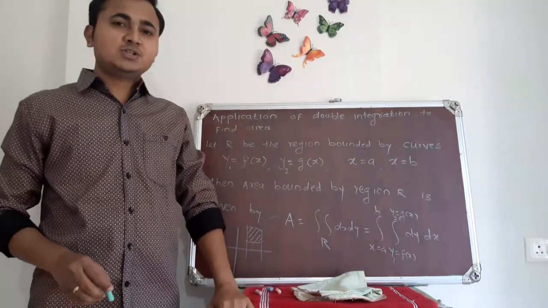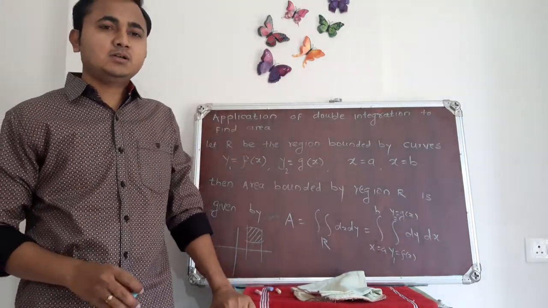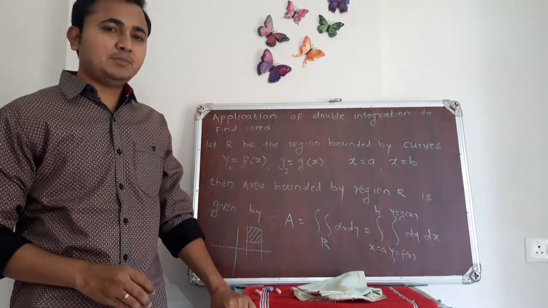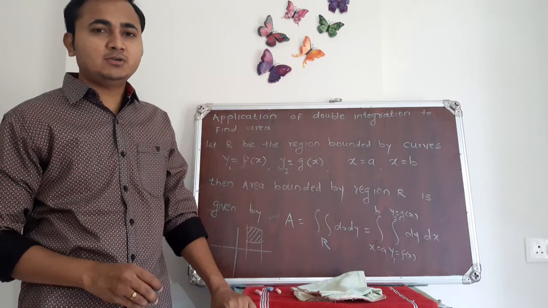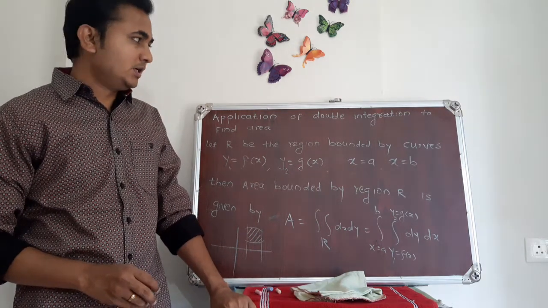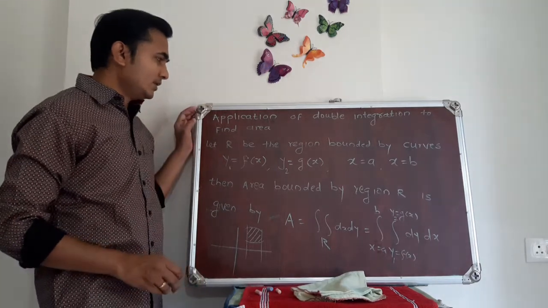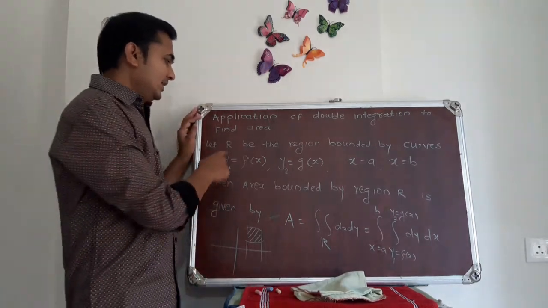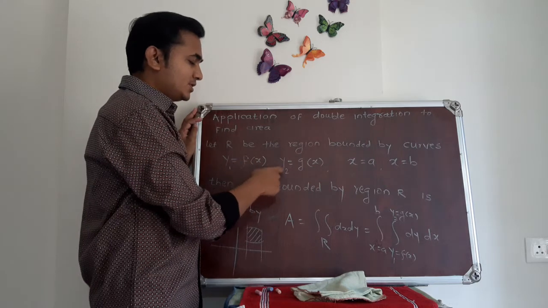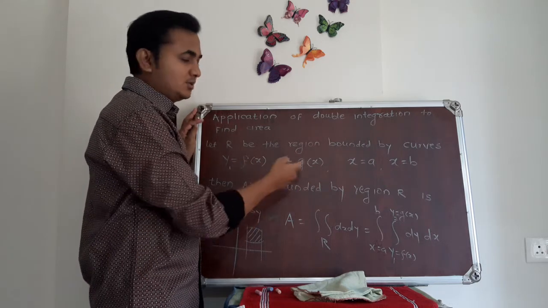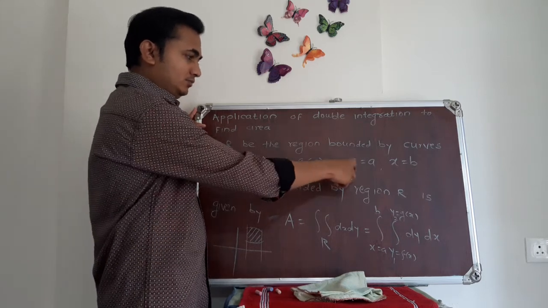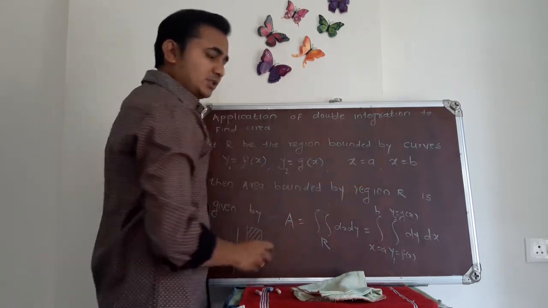Very good morning, students. So, next concept in double integration is application of double integration to find out area bounded by curves. So, let R be the region bounded by curves y is equal to f of x, y is equal to some another curve g of x, and x is equal to a, x is equal to b.